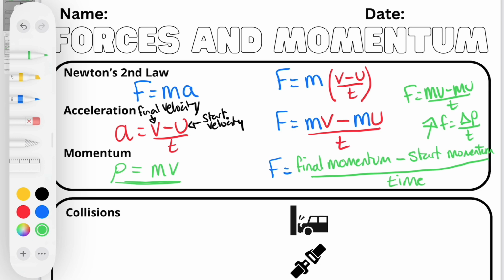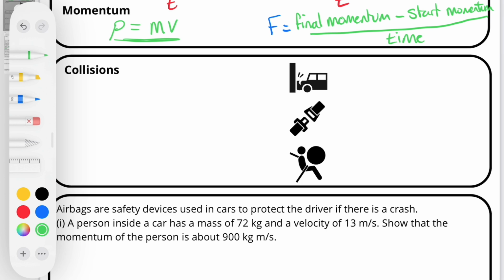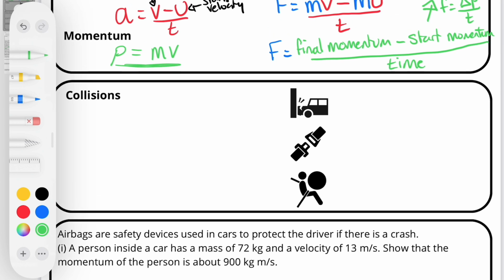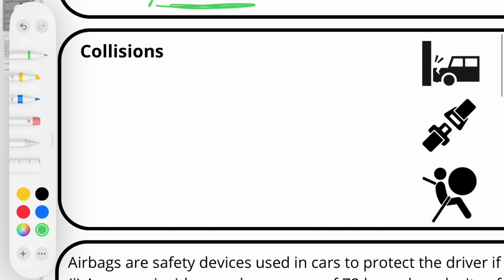Super important. Now we can come down here, and this is where it applies. Whenever we talk about collisions, this is when we really want to focus on this equation. In your exam, anytime you see the word collisions, you need to think about this equation. I'm going to write it again because I've moved down my screen: F equals mv minus mu over t.